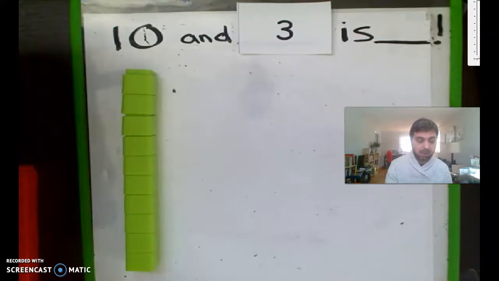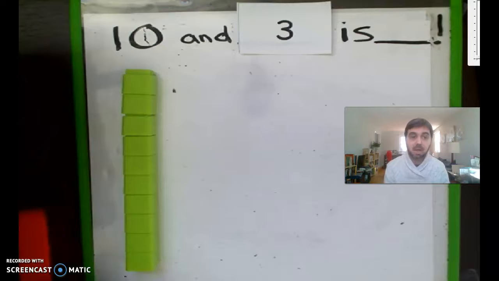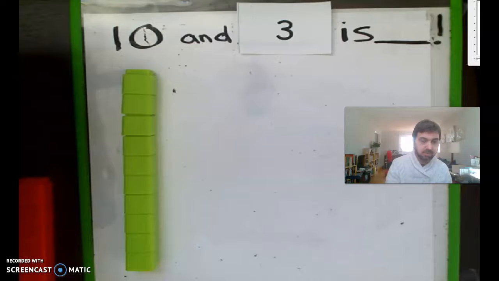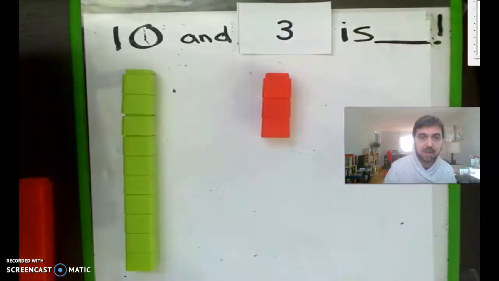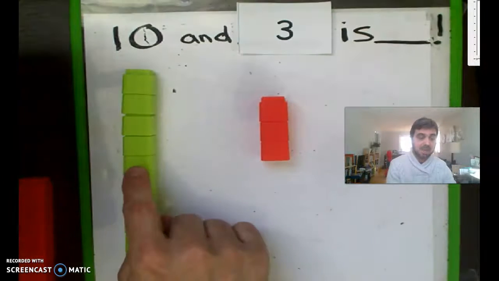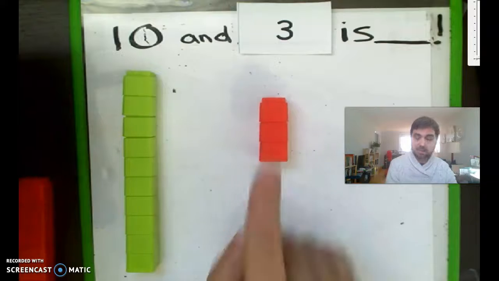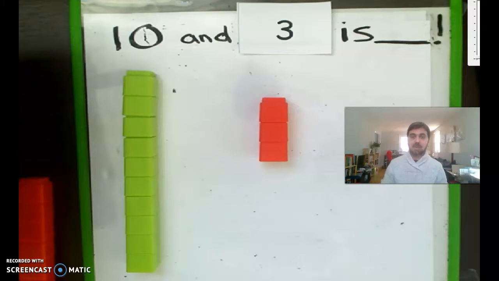Okay. So now what I want you to do is with your other tower, your other color of cubes, make 3. All right. And then put it underneath the 3. Like that. Just put it next to your other tower of 10. So you have a tower of 10 and a tower of 3. Now, how many cubes do we have? All right, that's the question. How many cubes do we have?